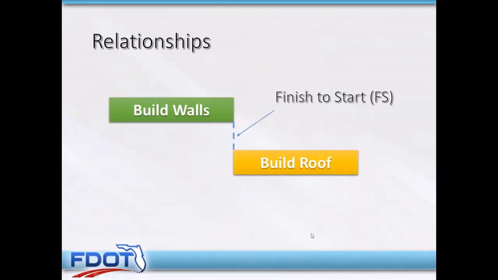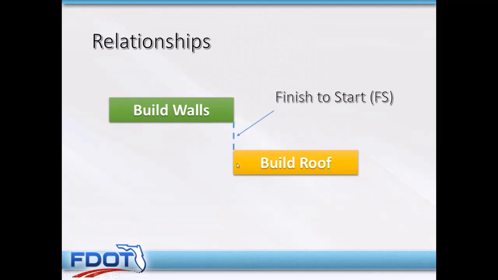Here's a very simple example. Let's say we're building a house, and let's say it's just a very two-step house. We're going to build the walls and we're going to build the roof. There's a finish to start relationship between building the walls and building the roof, and this is because you have to finish building the walls before you can even start building the roof.